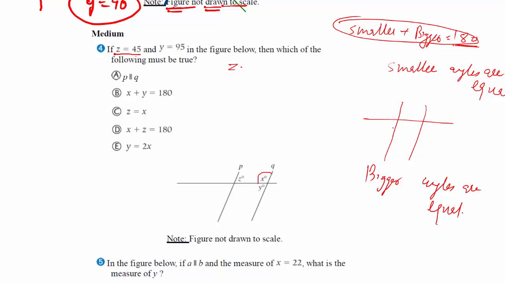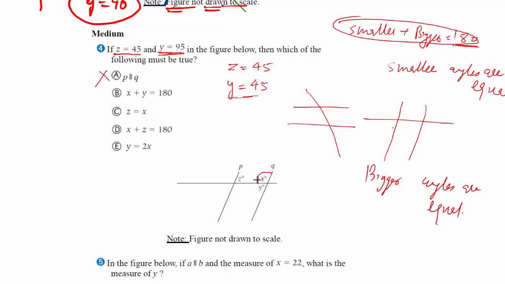So Z is 45. If Z is 45, then Y has to be 45, right? But it's telling you Y is 95, right? If Y is 95, that means these two lines are not parallel, because if the lines are parallel and there's a transversal cutting them, all the bigger looking angles will be equal and all the smaller looking angles will be equal. So Y has to be 45, but it's telling you Y is 95, so P is not parallel to Q.